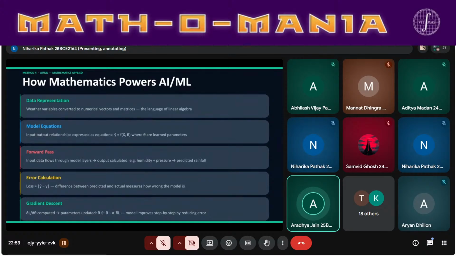Now comes the most important part of this method, and this is what makes it stand out from the others. This is gradient descent. Now, what exactly is this? The L you see here is the loss function which we created earlier, and theta is the parameters which we had found earlier. So what we do is differentiate the loss function with respect to the parameters.